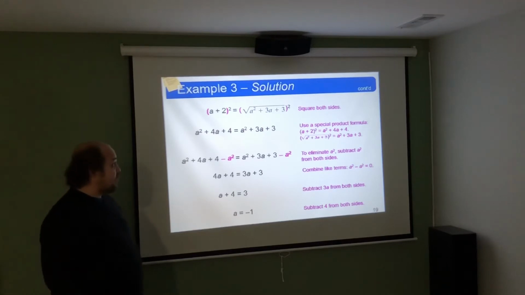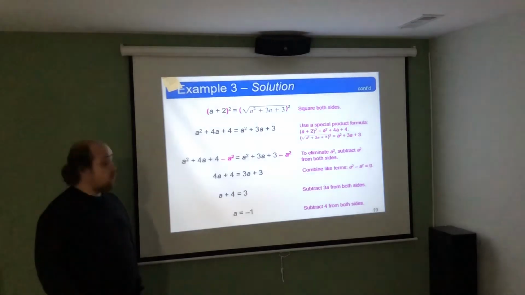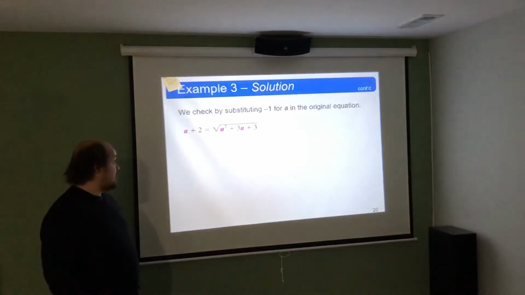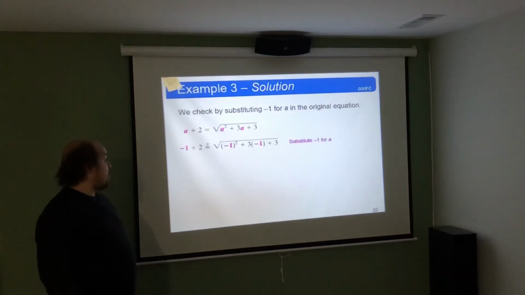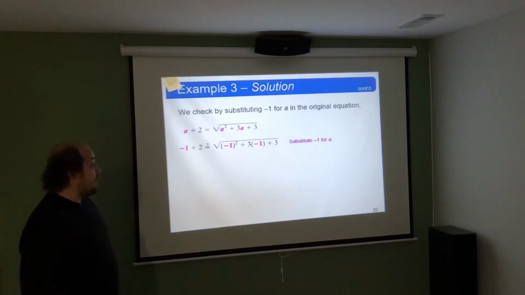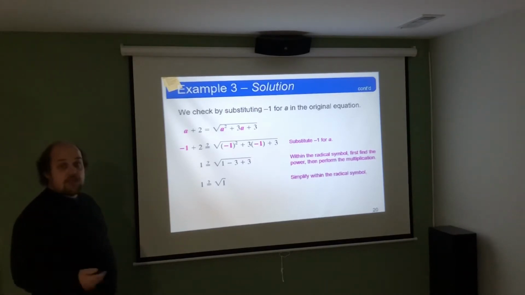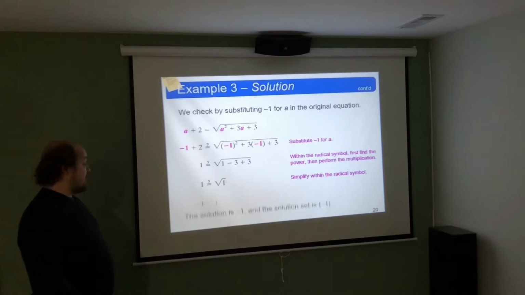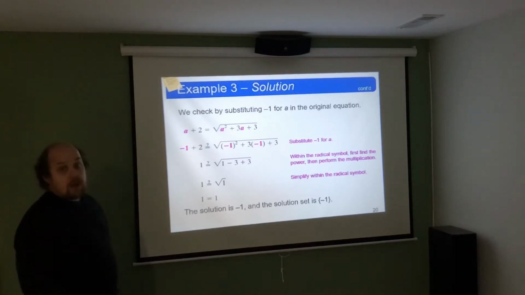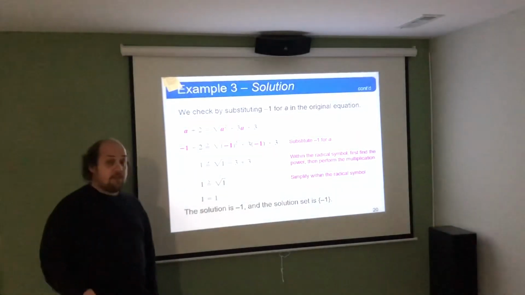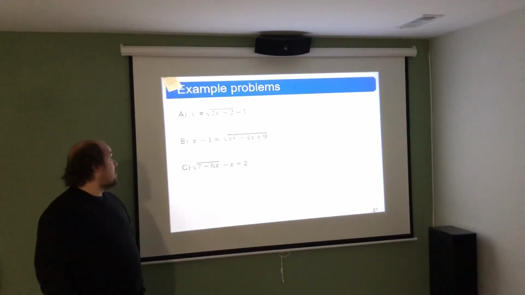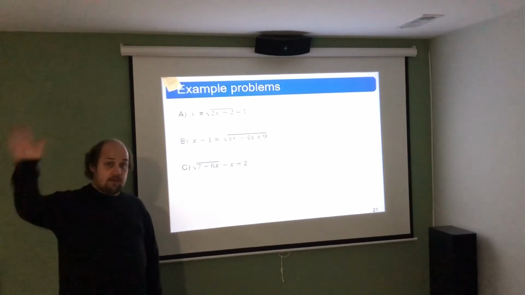I would just want to go back and check to make sure that it works in the original equation. So if I plug in a negative 1 plus 2 equals the root of negative 1 squared plus 3 times negative 1 plus 3, what that gives me is 1 equals the root of 1, which is true. So this is the correct answer to that equation. You'll see that in some of the problems that we do as examples, there'll be more than one answer. So let me try these example problems on the whiteboard.